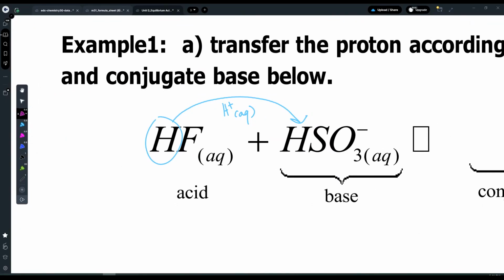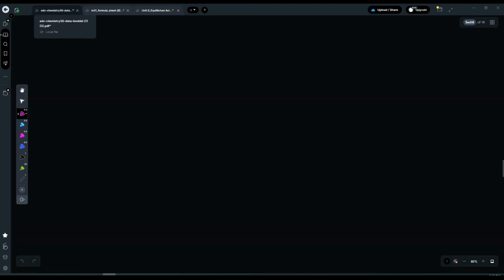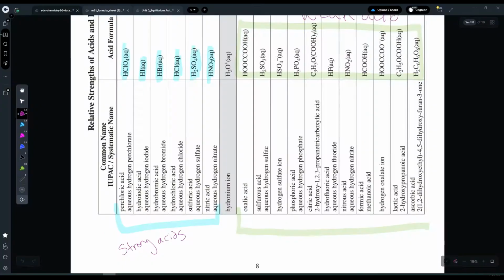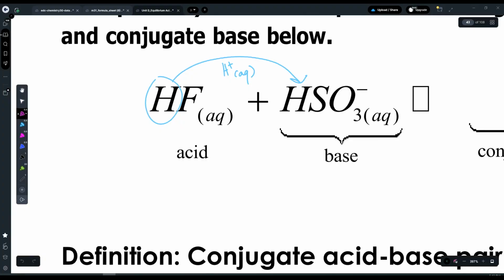Okay, so hydrofluoric acid, if we go back to our data booklet, hydrofluoric acid is not one of our strong acids. So it's not anywhere where I highlighted in blue. So that means if you can't find it as a strong acid, and if it's not listed in your weak acids, you can assume that it is a weak acid. Okay, and that's just because there's so many weak acids that it's kind of impossible to list them all. So this is a weak acid.